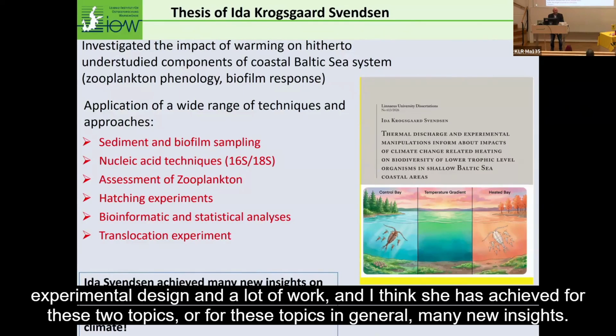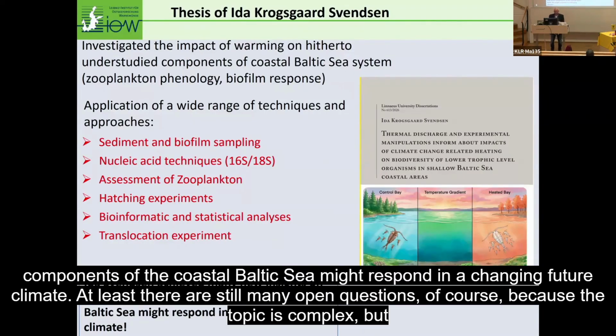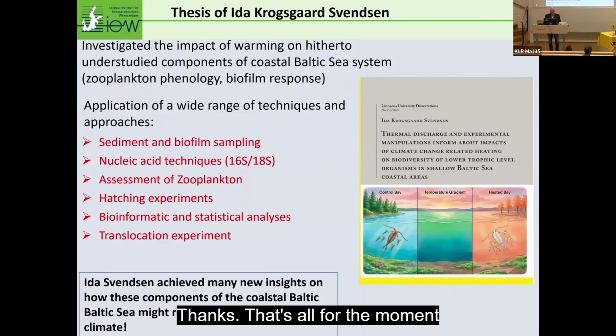And I think she has achieved for this topic in general many new insights, so that we now better understand how these two understudied components of the coastal Baltic Sea might respond in a changing future climate. There are still many open questions, of course, because the topic is complex, but at least some of the gaps, I think, have been filled with the thesis. Thanks. That's all for the moment.